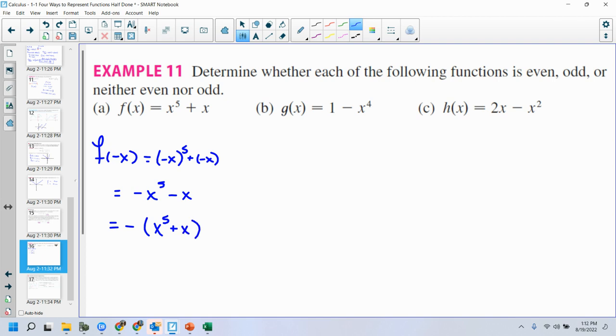And what is x to the fifth plus x? Isn't x to the fifth plus x f of x? So that's like an algebraic proof right there. Negative f of x. So I just proved that that is odd. f of negative x is negative f of x.